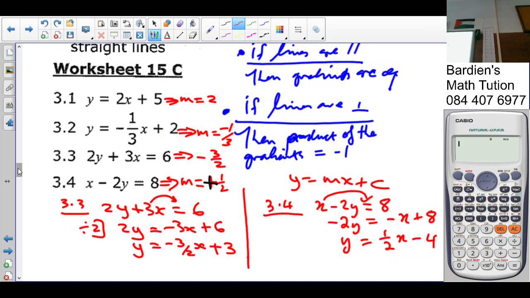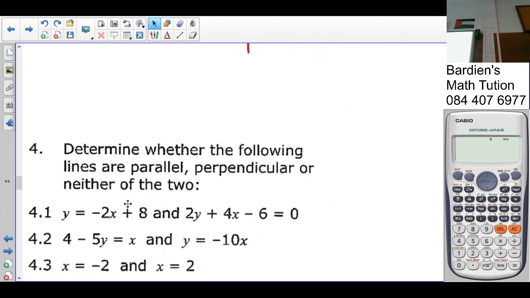Okay. Was it only 4 sums given, 3.4 for number 3? Normally they actually give you sums where you can make that link. You can see, okay, that is parallel, that is perpendicular. But here in this case, somehow none of it actually works out. Okay? And this is at the end of worksheet 15C. Is that correct? Are there more sums? Okay. I'll show you.